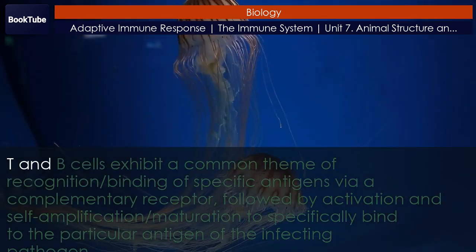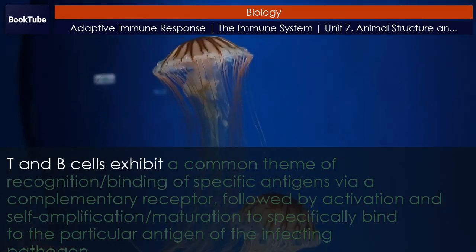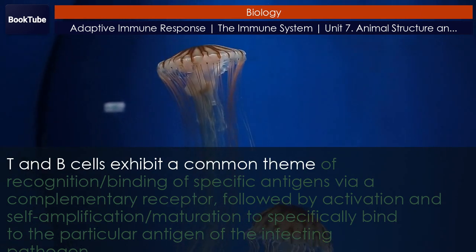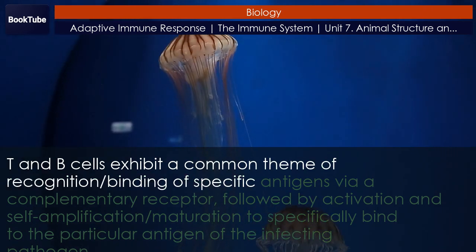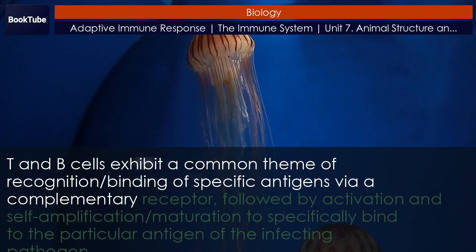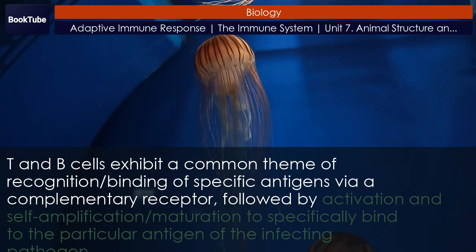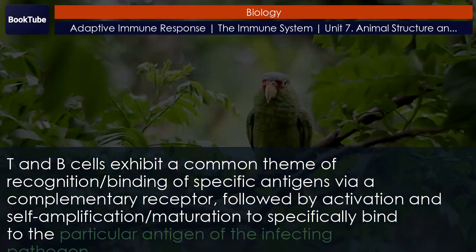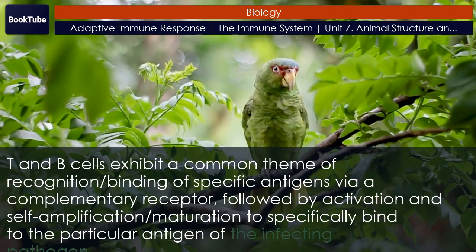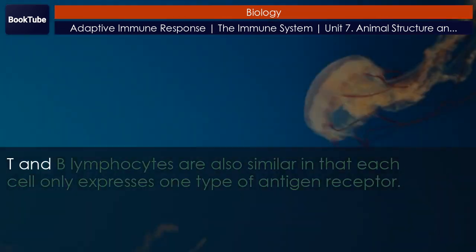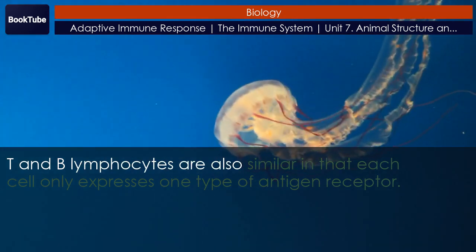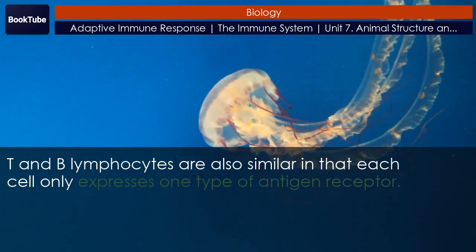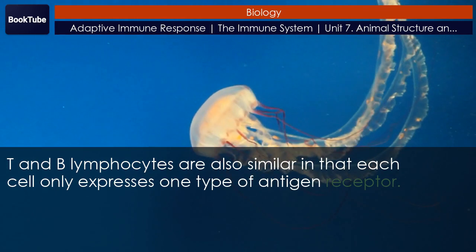T and B cells exhibit a common theme of recognition: binding of specific antigens via a complementary receptor, followed by activation and self-amplification, and maturation to specifically bind to the particular antigen of the infecting pathogen. T and B lymphocytes are also similar in that each cell only expresses one type of antigen receptor.